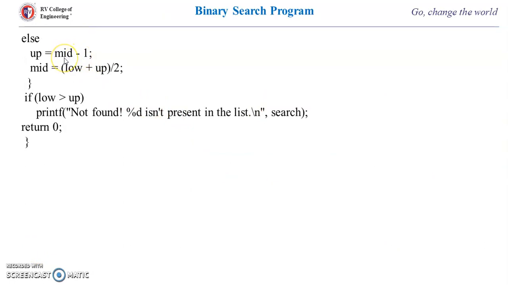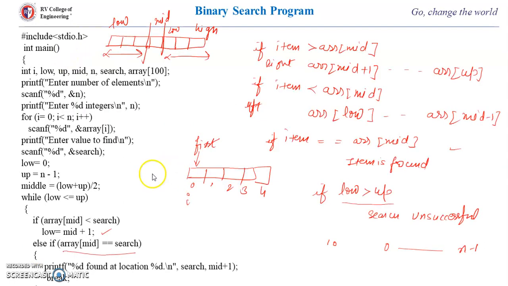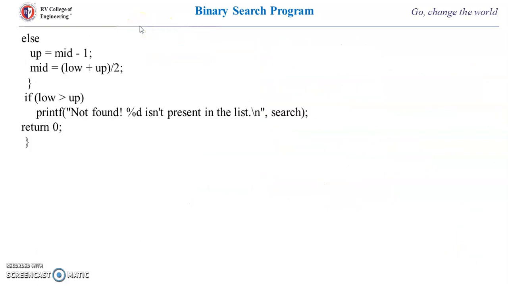Else means the last condition. So the first condition is if array mid is greater than search, meaning the item which we want to search is greater than the array mid. Else if, the second condition is it is equal to mid. And what is the last condition left? The item which we want to search is less than the array mid. So when it is less than the array mid, that means we have to search in the left half. So my low will be the same and my high value will be what? This value. So this is mid, so this will be mid minus 1. So that's what we are doing here.